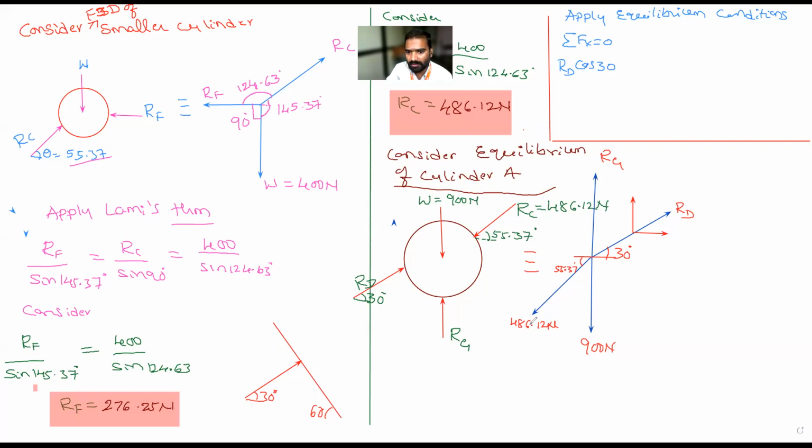Next, this force, RC. In which quadrant is it? Third quadrant. Fx component: minus 486.12 cos 55.37 is equal to 0. Calculate the value of RD. After calculating the RD value, apply sigma Fy is equal to 0. Can you tell me the value of RD?